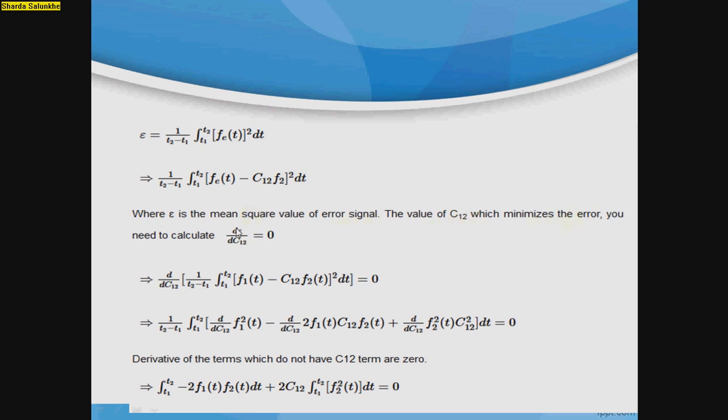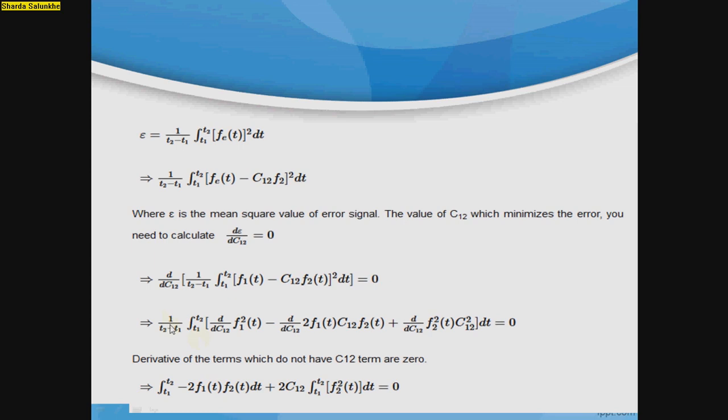You need to calculate the derivative of epsilon with respect to c12, which is equal to 0. So take d by dc12 of 1 divided by (t2 minus t1) integration over the period t1 to t2 of [f1(t) minus c12 f2(t)] squared dt is equal to 0. For this derivation you need a pen and paper so that you can derive the equation properly.